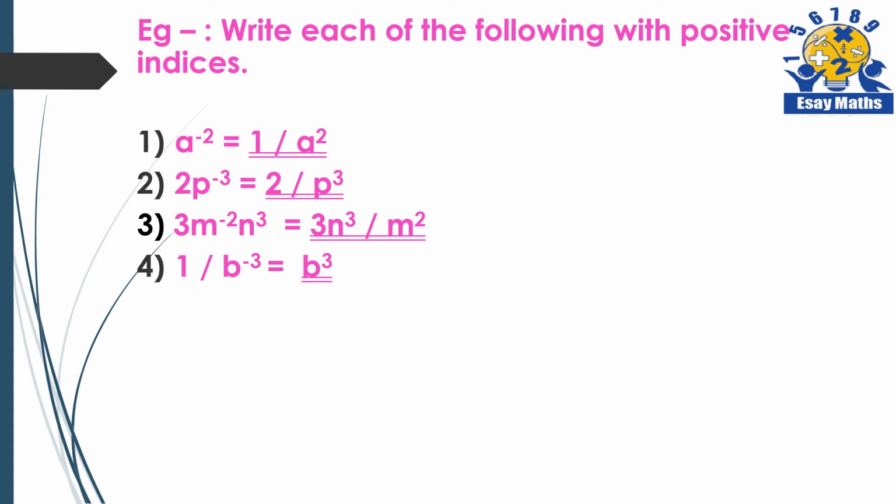Fourth example, 1 over b to the power minus 3. Here b is with a negative index. Then you should convert that into a power with a positive index. You should write it in the numerator. It means 1 times b to the power 3. Here no need of writing 1. Therefore the answer is b to the power 3. Fifth example, 5 over a to the power minus 3. Here 5 is with a positive index. Here a is with a negative index. No need of changing 5. But a is with a negative index, therefore you should write it in the numerator. Then the answer should be 5a to the power 3.